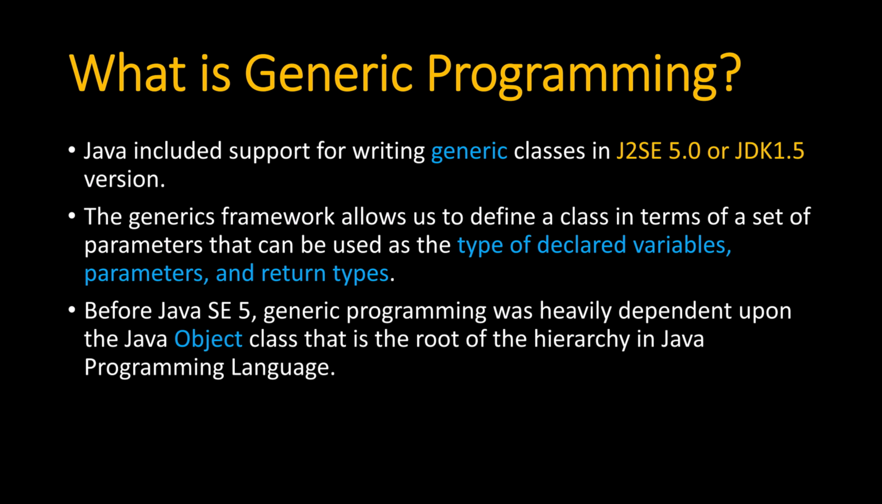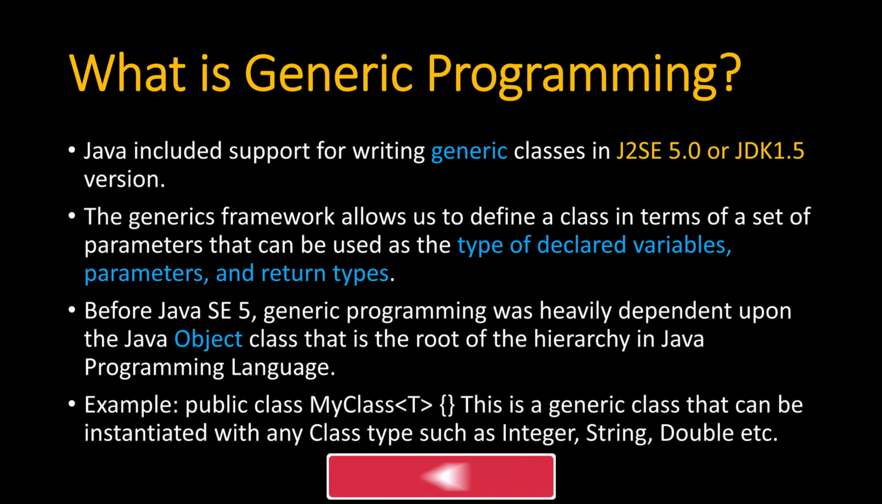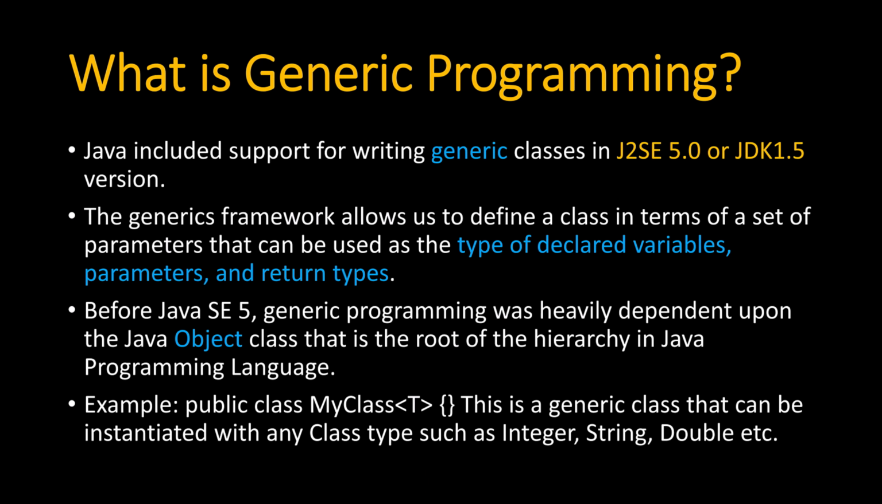Before Java SE 5, generic programming was heavily dependent upon the Java Object class, that is the root of hierarchy in the Java programming language. Example: public class MyClass, and this is how we enter the parameter in the class. This is a generic class that can be instantiated with any class type such as Integer, String, and Double.